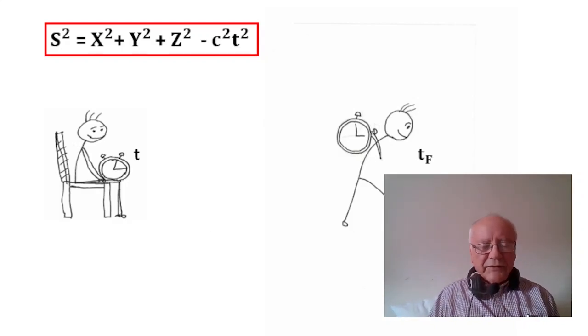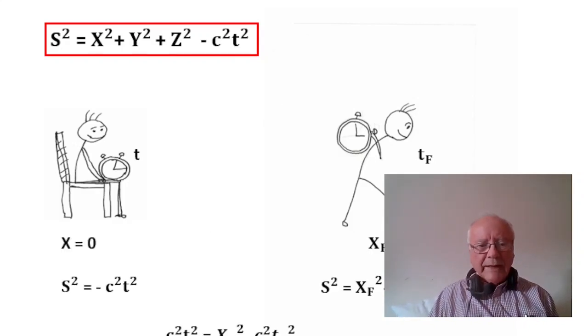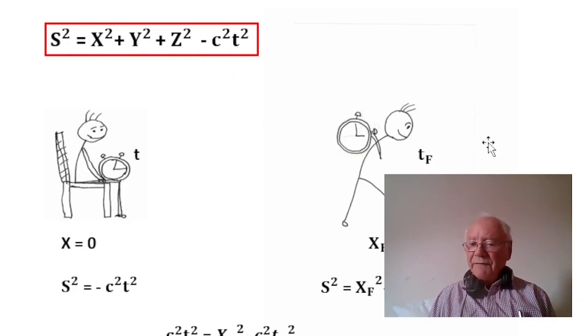So what's the situation here? Okay, let's have a look. Me sitting down in the chair, I can say my x is 0. I can make that coordinate system whatever I like, so I can center it on me. So x is 0. I'm not interested in y and z. I can put them 0 as well, and I can make my friend walk in the x direction away from me. So that means that s squared for me is equal to just minus c squared t squared. Everything else is 0.